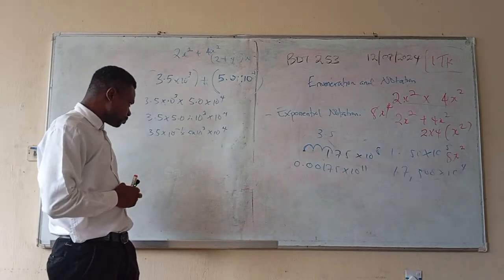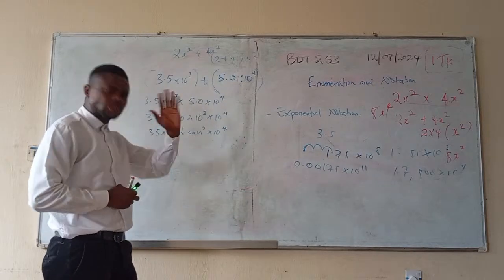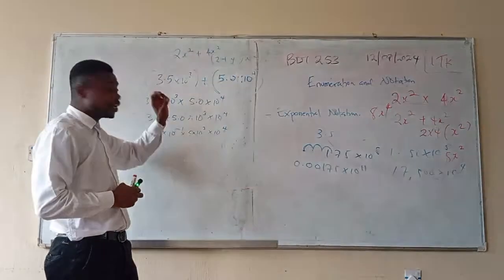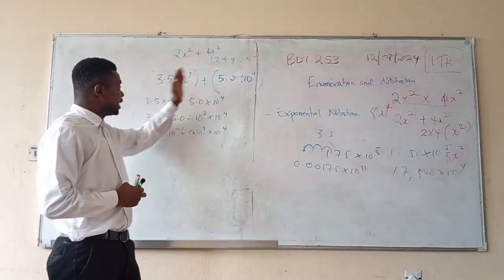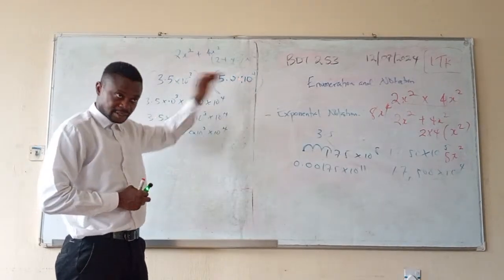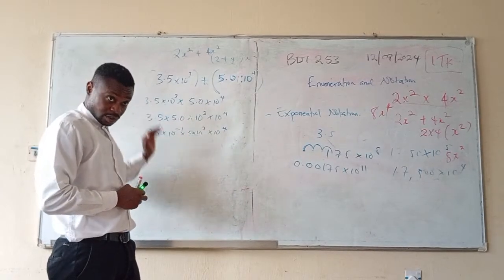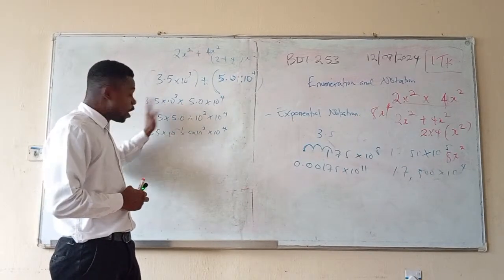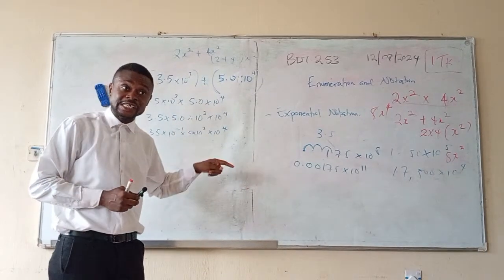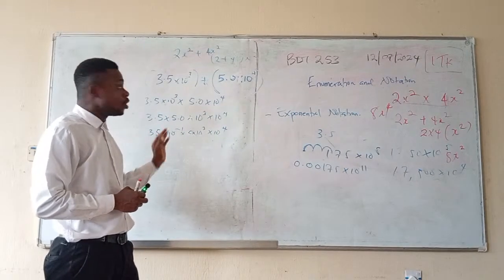Now, if it is division, go straight. Law of indices also applies. You divide the same way as in multiplication: you multiply the coefficient, normal multiplication, then use the law of indices on the powers. When it comes to division, it's the same thing. You divide the coefficient, normal, then also apply the law of indices in handling the powers. It's just simple. Don't go and start equating.